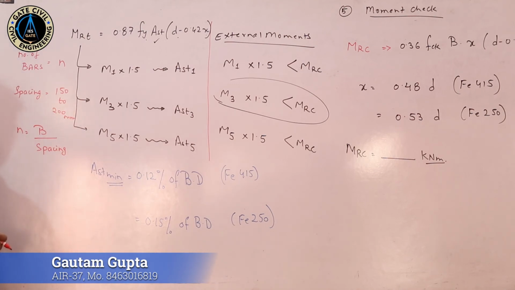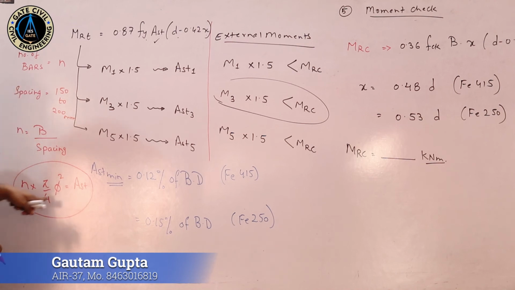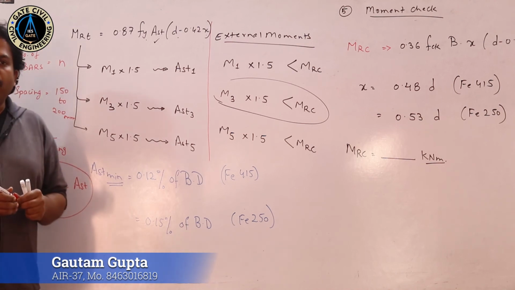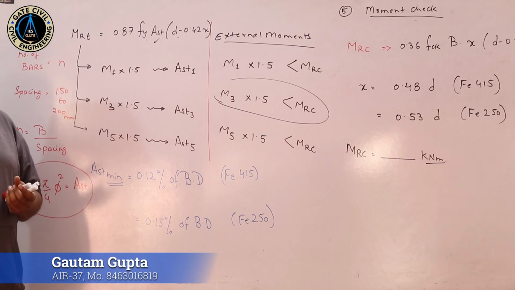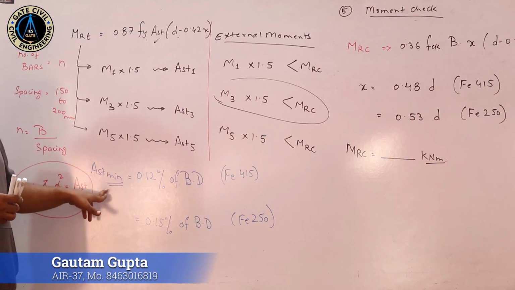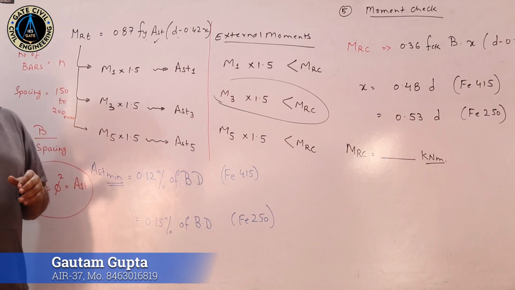After calculating the number of bars, n into pi by 4 phi square will give you the value of area of steel. So the area of steel you have calculated, n you are calculating here, so you can easily evaluate the diameter of the bar. Generally, for the reinforcement bar that you are providing, you provide 16 mm, 20 mm or higher. Now, this minimum reinforcement is also provided in the transverse direction, that means in the direction of capital B.